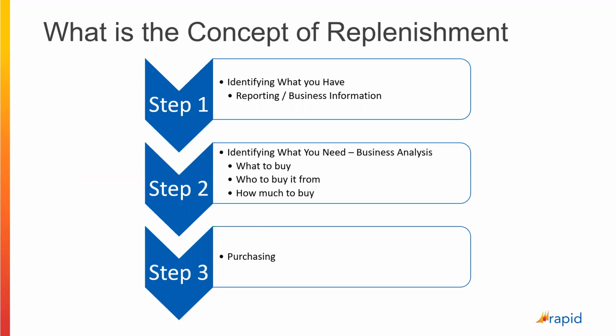So that concept of replenishment is what we're talking about here. The idea of replenishment says you start off by identifying what you have, and that's really reporting and business information. It's mining information that's currently in your system and presenting it in a way that you can understand what your current status is. The next step, of course, and this is the key part of replenishment, is having the system do analysis of your data to figure out what do you need to buy, who should you buy it from, and how much should you buy. Of course, the final step is issuing purchase requests or purchase orders or going online and placing orders with your suppliers. And we'll talk about those various things as we go through here today.